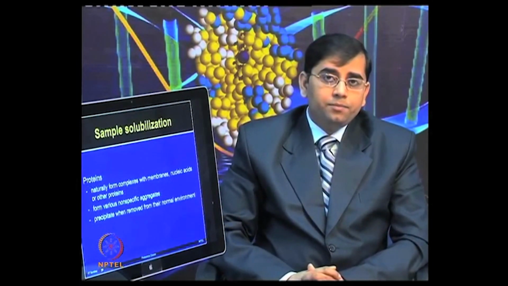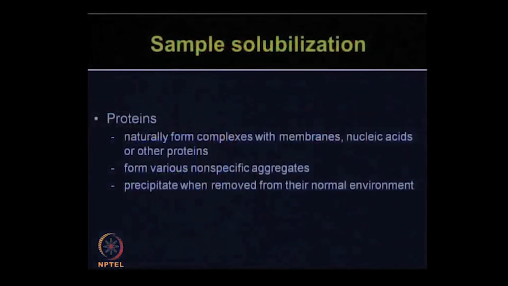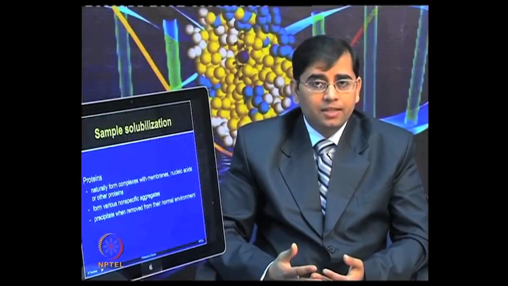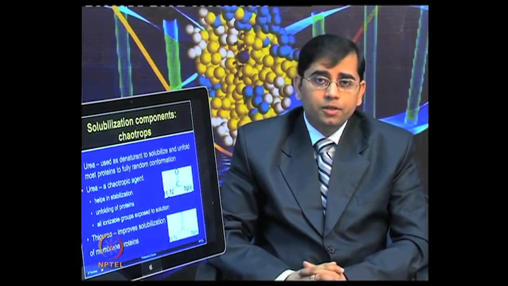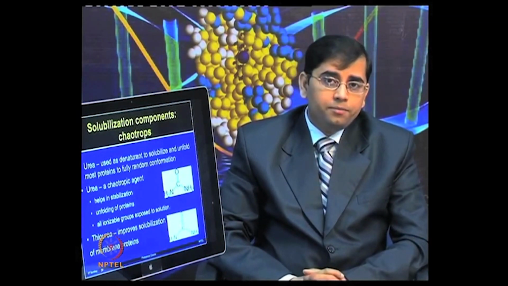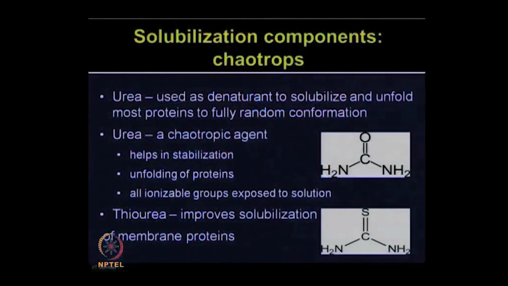Sample solubilization is important because proteins naturally form complexes with membranes, nucleic acids as well as other proteins. So, to avoid all of these issues, sample solubilization is very important. Let us discuss the different components used in solubilization one by one. First of all, let us talk about chaotropes, urea and thiourea.